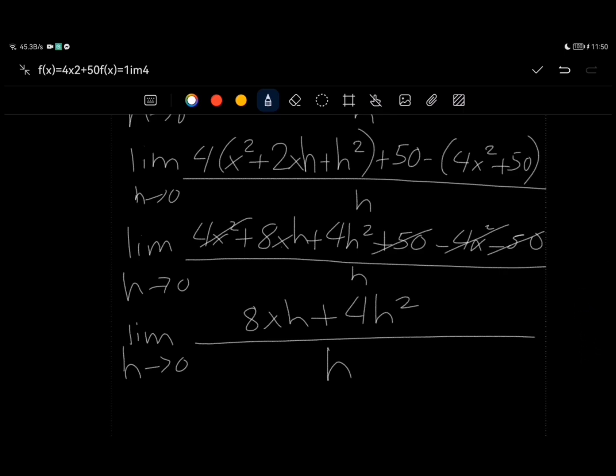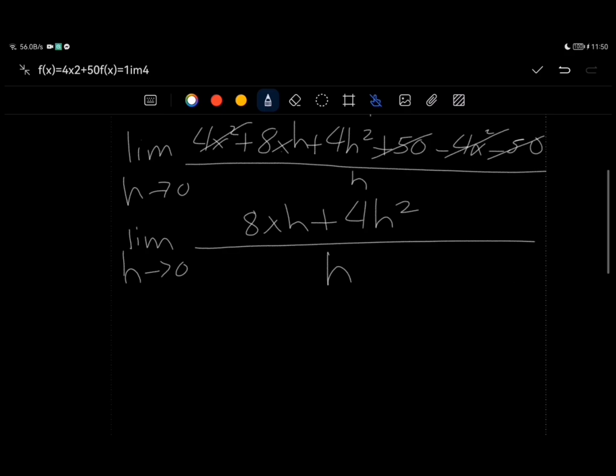Okay, now you have done that. You just need to divide everything by h. 8xh divided by h, you have to cancel this, and 4h squared divided by h is 4h, so cancel that. Going to write it down as 8x plus 4h.